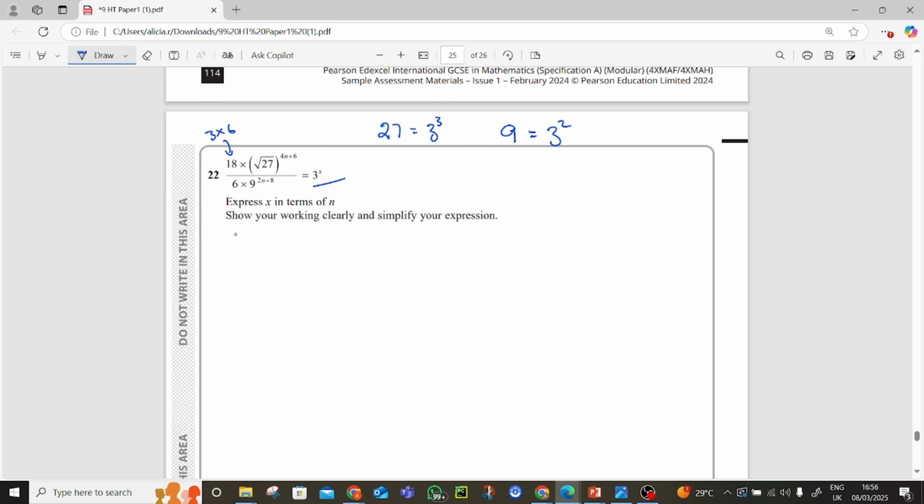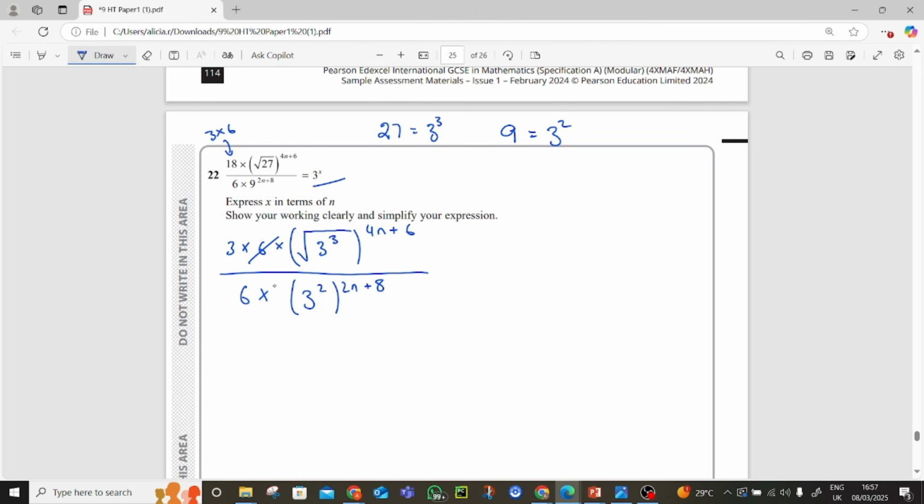So let's do all of that now. So 18 is 3 times 6. I'll write it like this. And then I'm multiplying that by the square root of 27, which is 3 cubed. And then all of that is being raised to the power of 4n plus 6, all over 6 times 9, which is 3 squared, we've just said. And then that is all to the power of 2n plus 8.